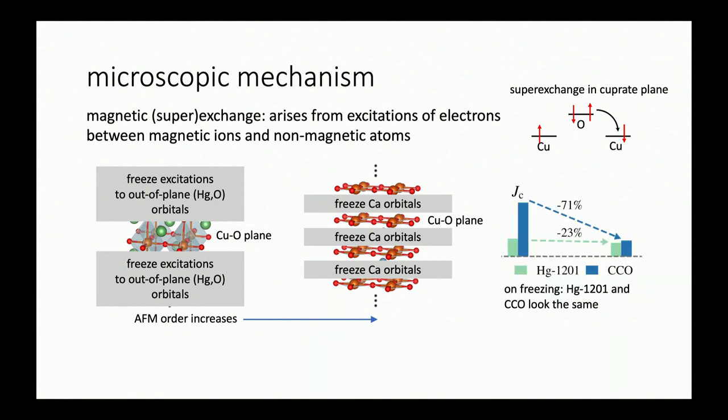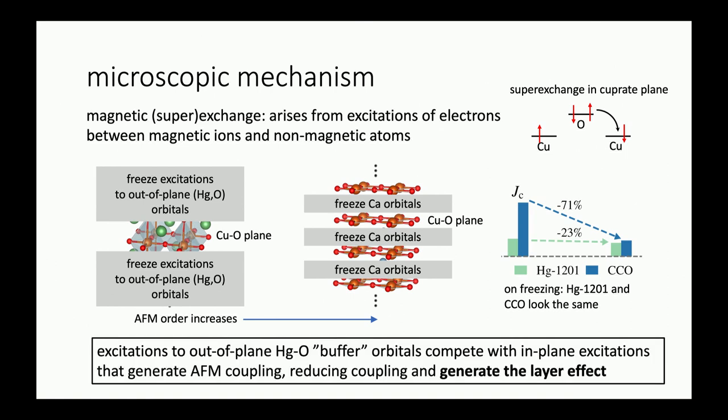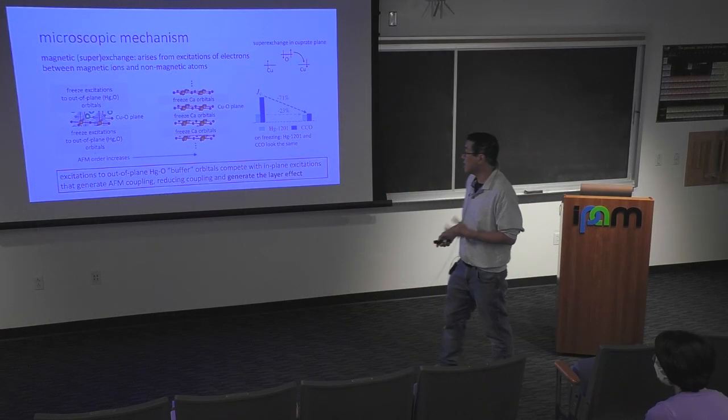And you find that, in fact, once you turn these specific orbitals off, then the exchange couplings in all the compounds become the same. They start off very different, and then they become basically the same. So that tells you that it's, in fact, this specific set of orbitals which are doing the job. And the more detailed analysis shows that there's a competition between these excitations going out of plane and in the plane, which generate the normal superexchange, and this is essentially what gives rise to this trend.